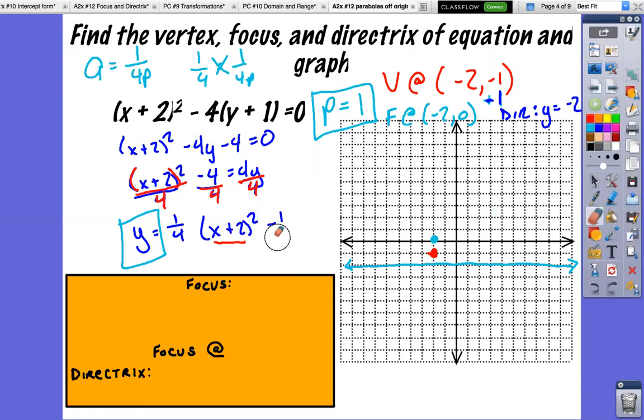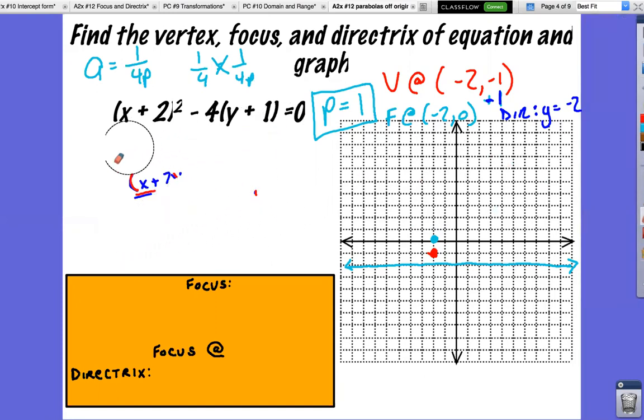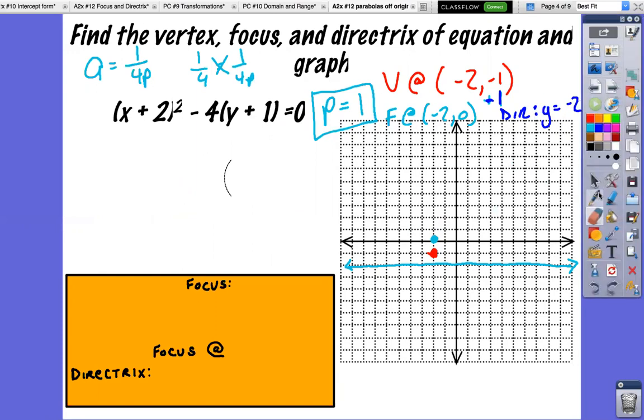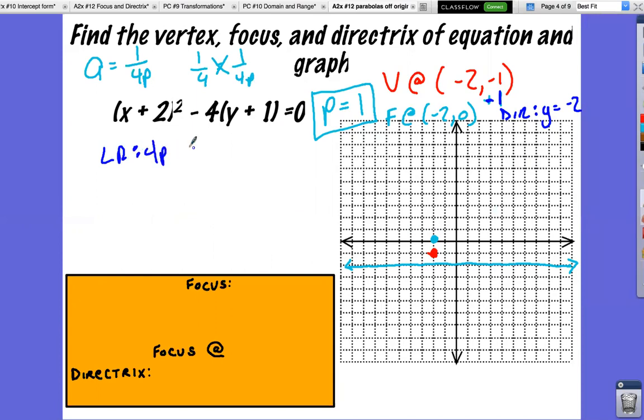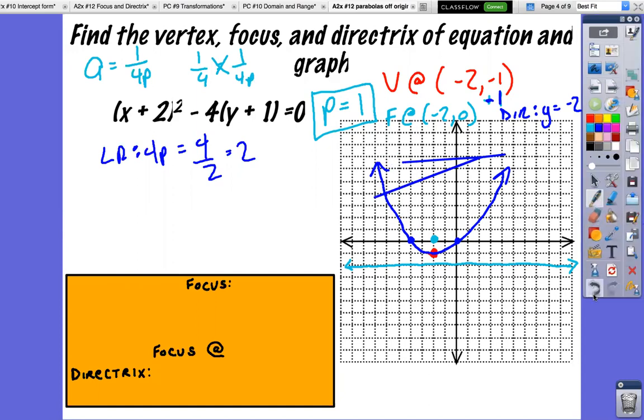So the last thing I'm going to do, let's see how to graph it. We need the latus rectum. So the length here, remember the latus rectum is just 4p, which in this case is just 4. So if I divide it by 2, I take both steps, 2 to the left of the focus and 2 to the right of the focus. There you go. Any questions? I didn't mean to do that. Any questions?